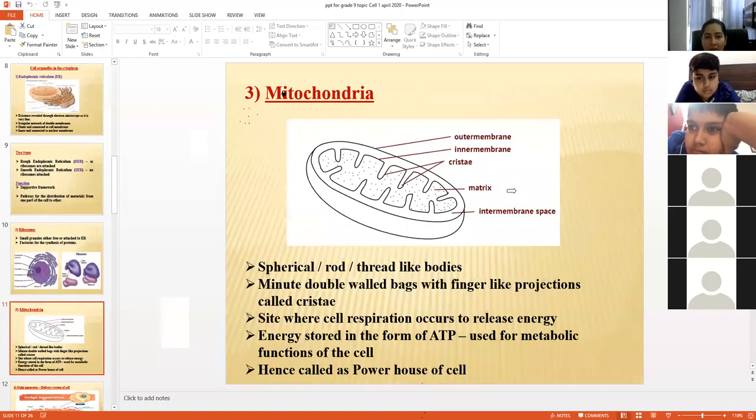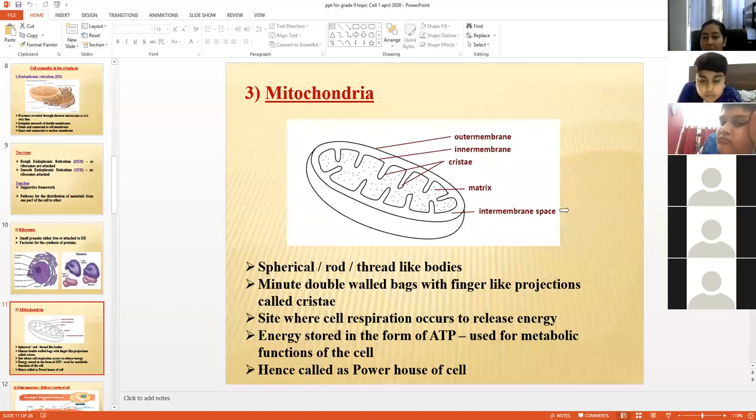Okay. Next, we come to the structure which is called mitochondria. This is the shape of a mitochondria here. Now, how does this look? It is spherical, or it can be rod or thread-like bodies. They are double-walled bags with finger-like projections called cristae. Students, can you see this? This is the outer membrane, and this is the inner membrane, right? And these structures here, what are they called? Cristae.